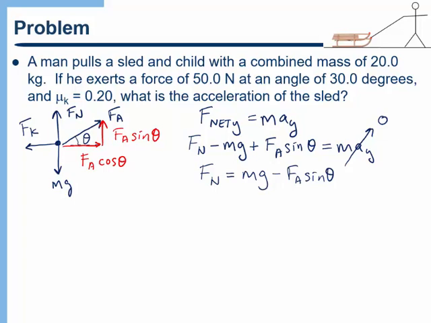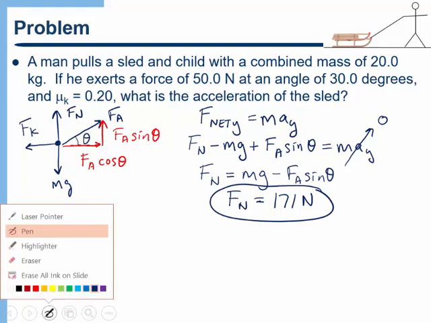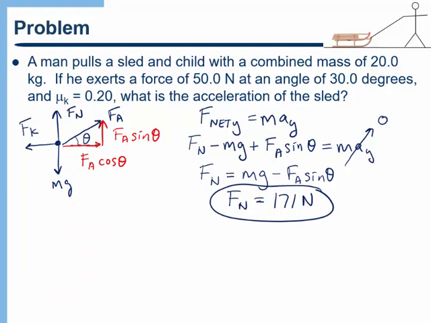All right. You can now go ahead and calculate the normal force. I'll just tell you what I got. You should go ahead and check and make sure I did it right. I got a normal force of 171 newtons when I calculated it. Once we have the normal force, we can look at the x direction. The net force in the x direction is equal to the mass times the acceleration in the x direction. And of course, that's what we're trying to find, the acceleration of the sled.